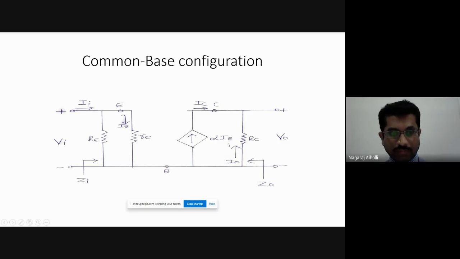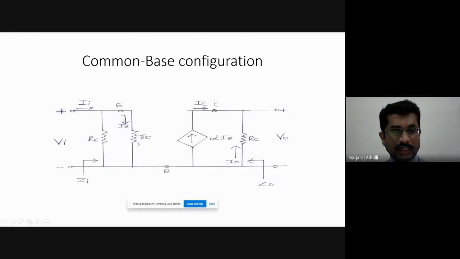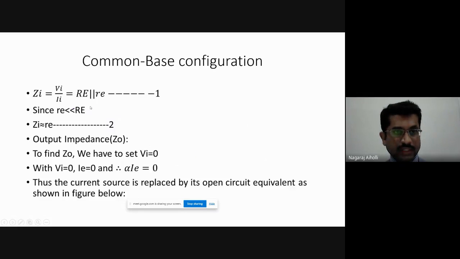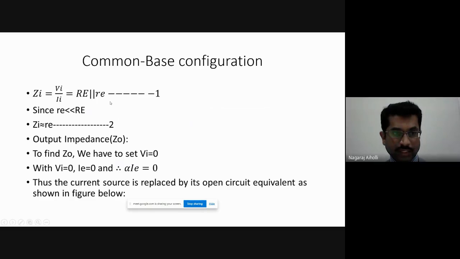Output resistance ro is ignored. Let us find the input impedance. From the re model, we will find Zi, which is nothing but the parallel combination of capital RE and small re. It is across the VI terminals, across the voltage terminals. That is, Zi is given by VI by II, input voltage by input current, which is capital RE parallel small re.